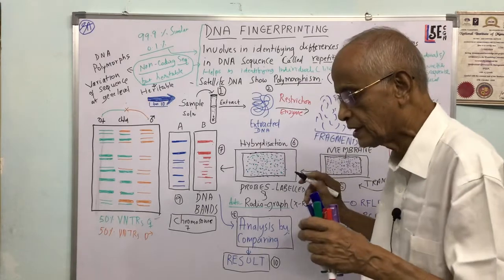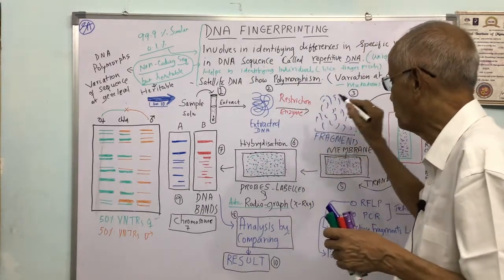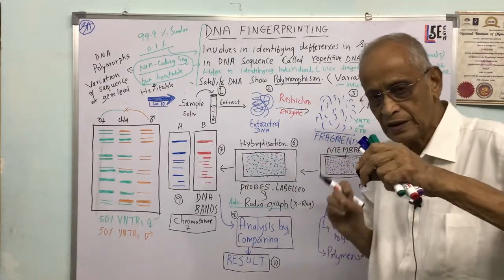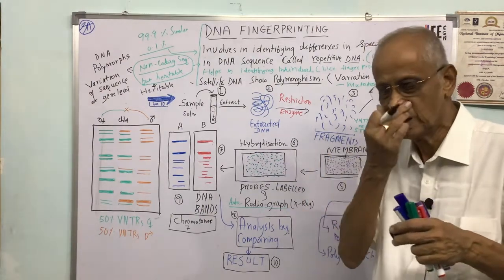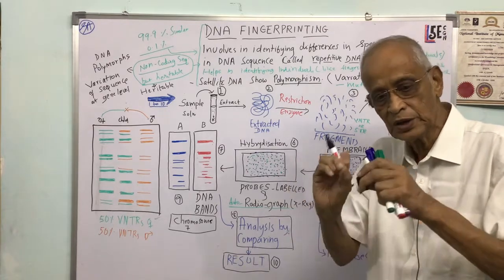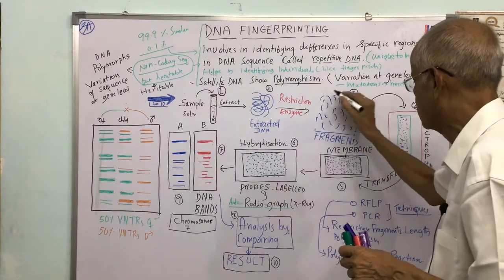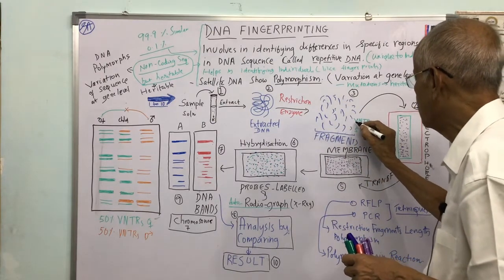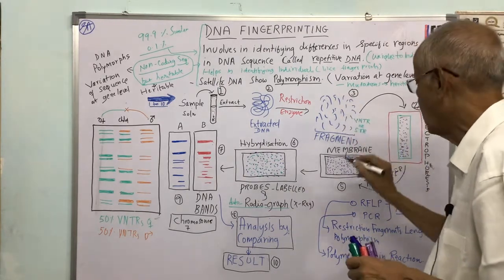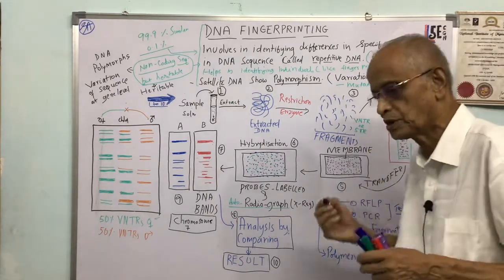When treated for some time, the restriction enzyme will cut or nick the long chain of DNA into smaller segments. The segments may be of different sizes. This is what I am showing here, the segments. These segments may contain variable number tandem repeats, or they may contain short tandem repeats. Yesterday we talked about it.